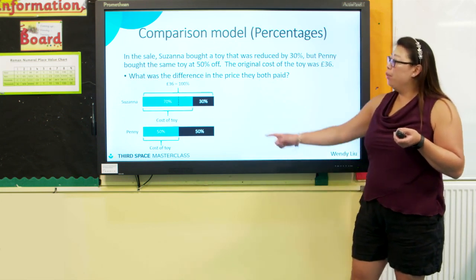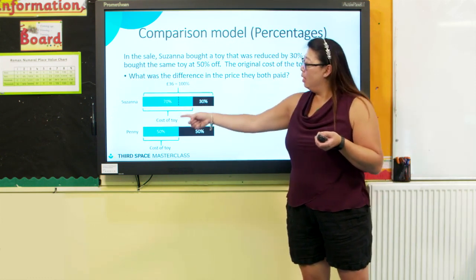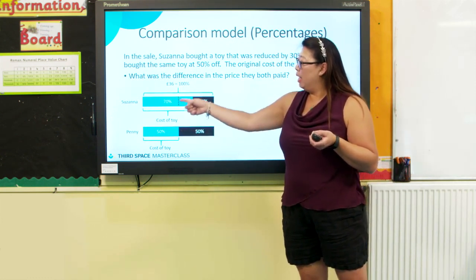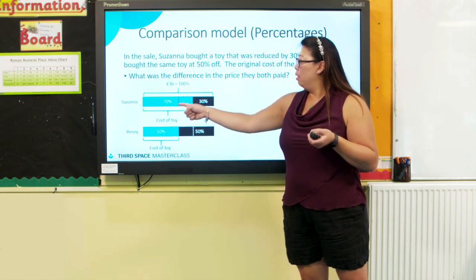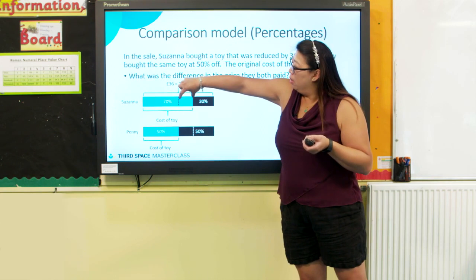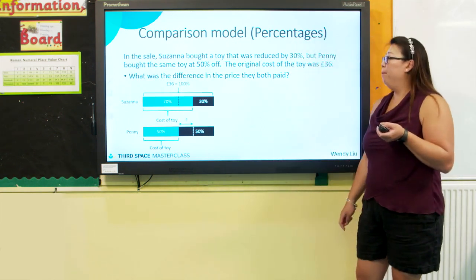Okay, now up until this point, so we're looking at the difference in the price they both paid. Up until this point, they both paid the same amount. So the difference is between this point here, essentially this part of the bar here. That is what we're trying to find out.